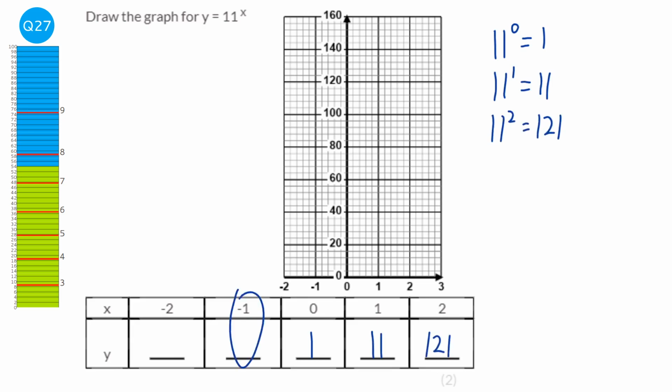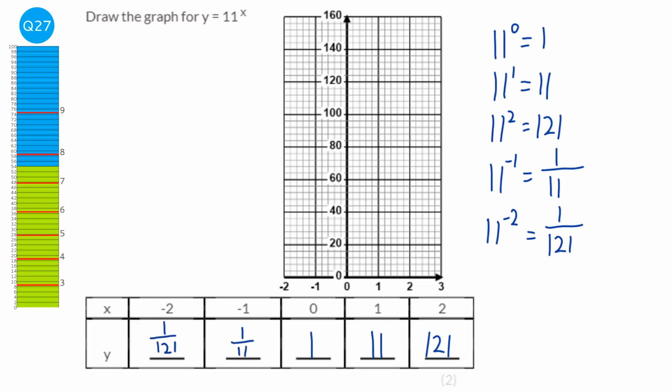Now this next one here, 11 to the power of minus 1, whenever you have a negative power, you just put 1 over 11 to the power of 1, or 11. Same with 11 to the power of minus 2, 1 over 11 to the power of 2. 11 squared is 121. So that would be 1 over 11 and 1 over 121.